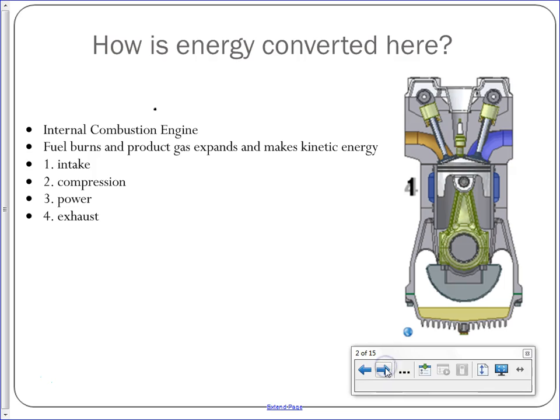So let's get started. When we take a look at the internal combustion engine, let's review what we talked about last time. What energy is being converted in this kind of engine? In an internal combustion engine, fuel burns, produces gas, and expands and makes kinetic energy. In essence, we are taking chemical energy and converting it to kinetic energy.